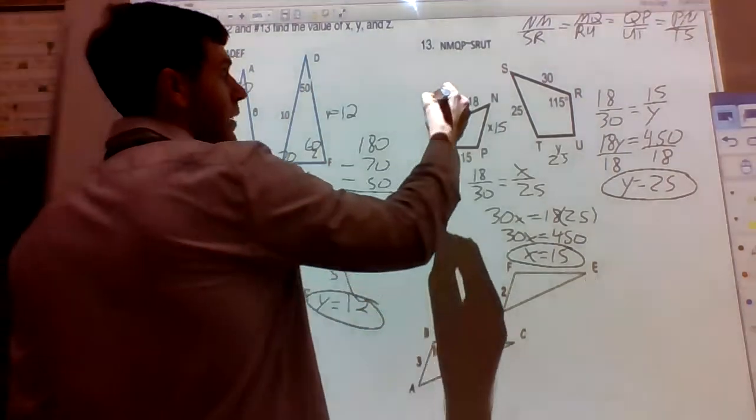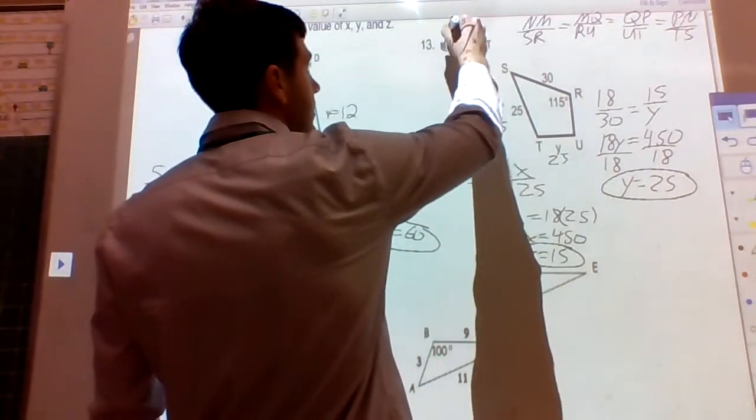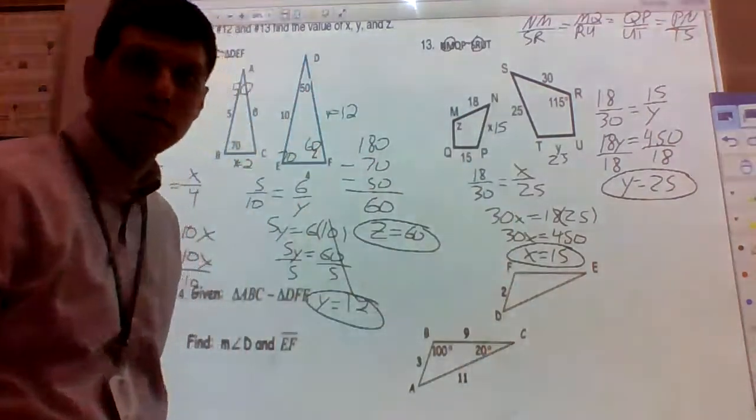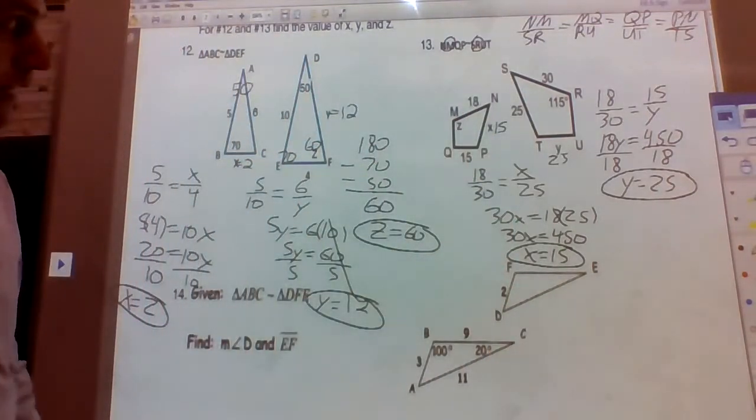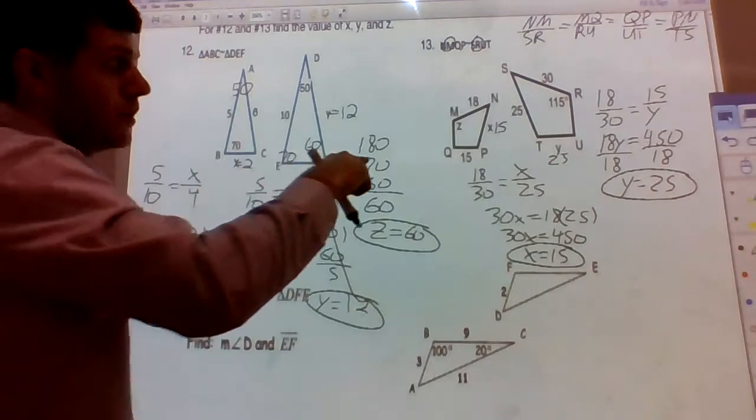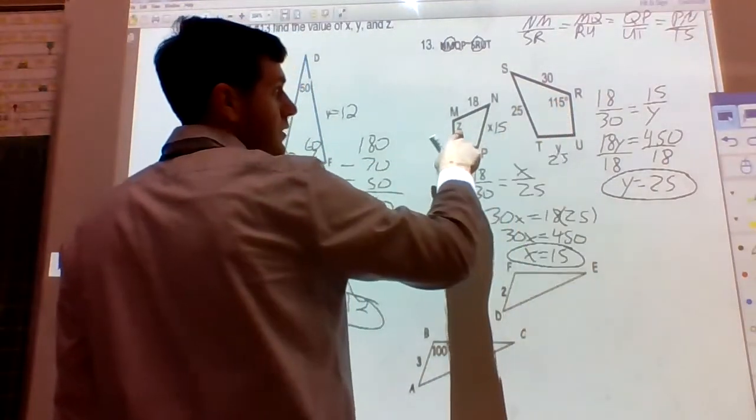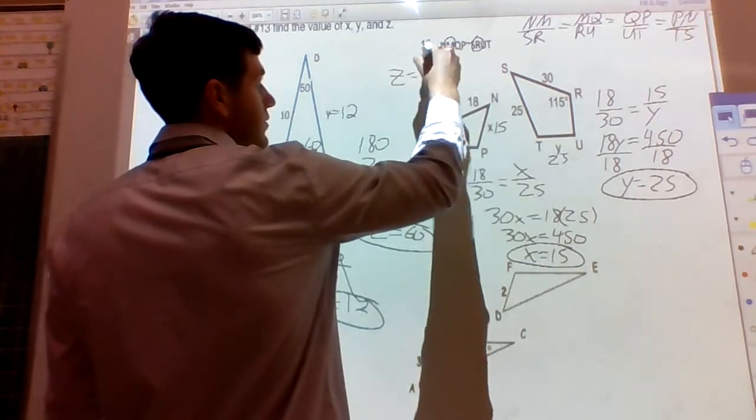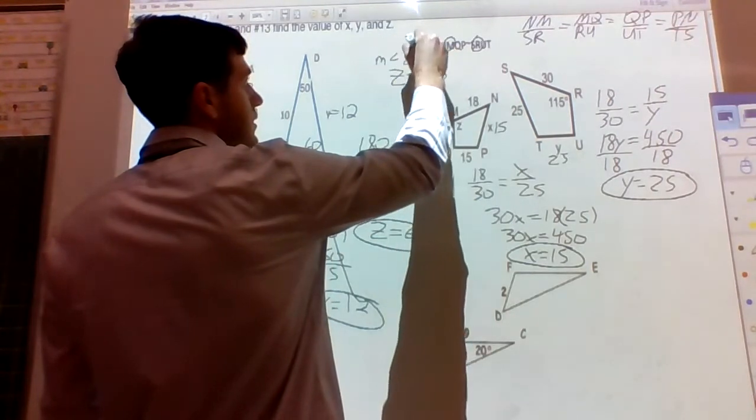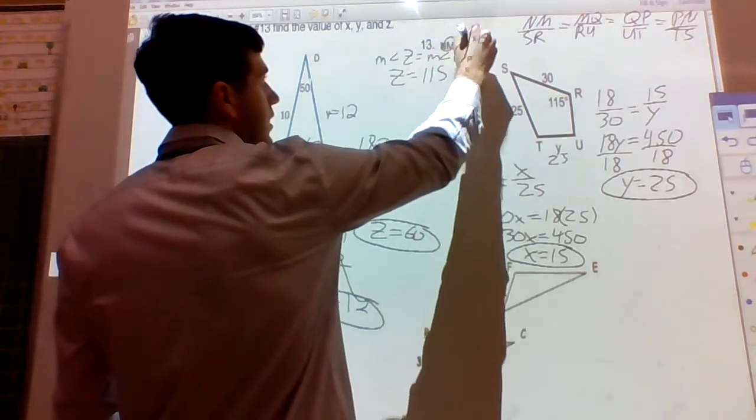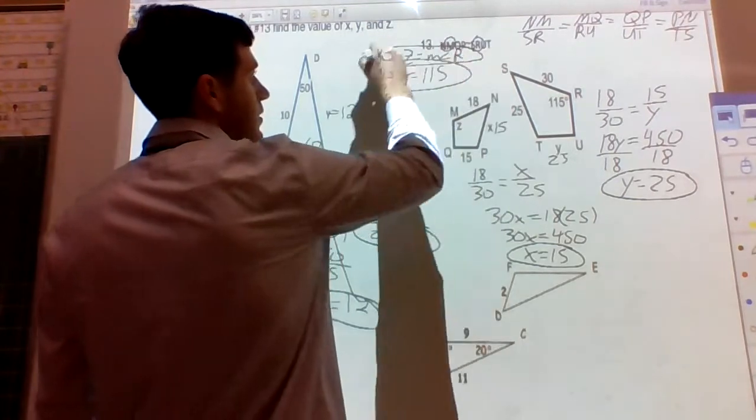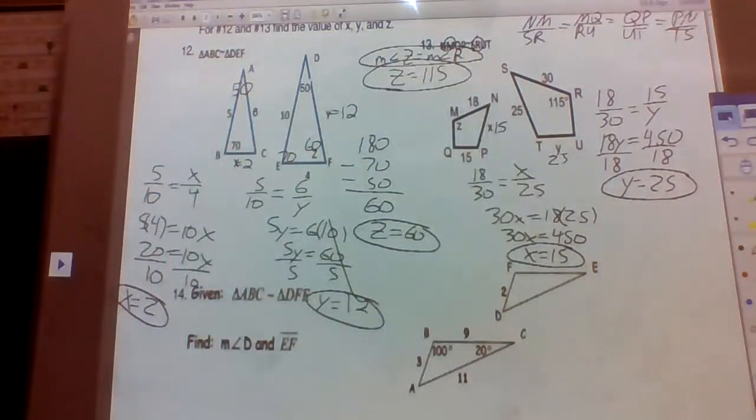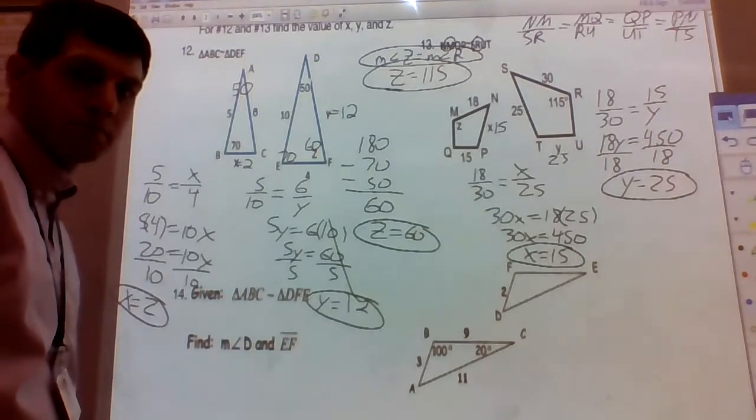And the last part is Z. Well, we know angle M. Right here, angle M corresponds with angle R. The second letter is up there in each one. So if R is 115, Z is going to be 115, because the measure of angle Z is going to equal the measure of angle R. So Z equals 115.